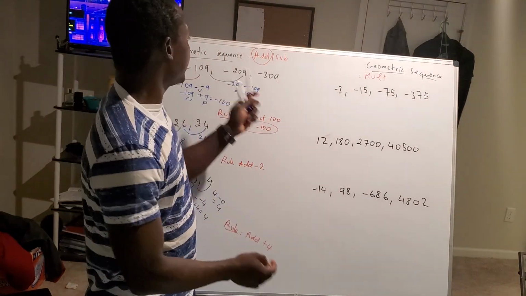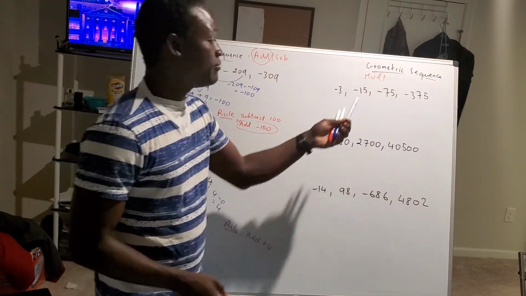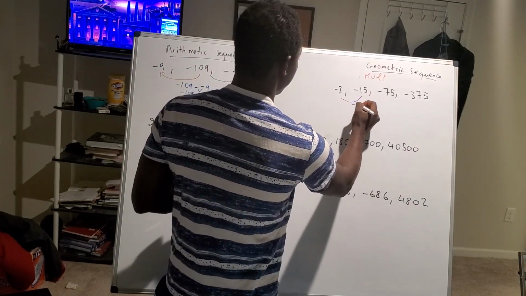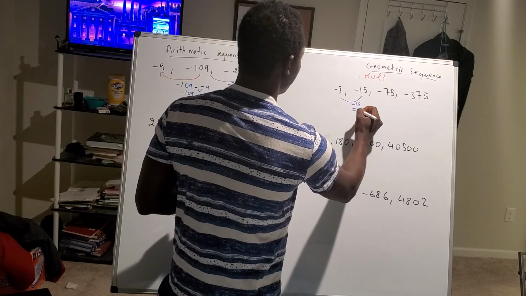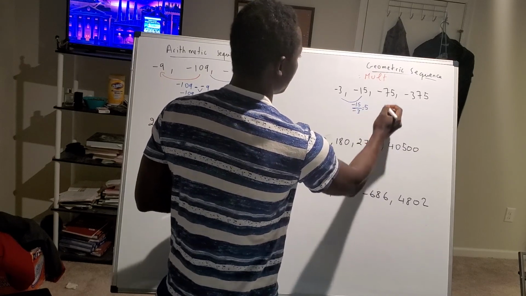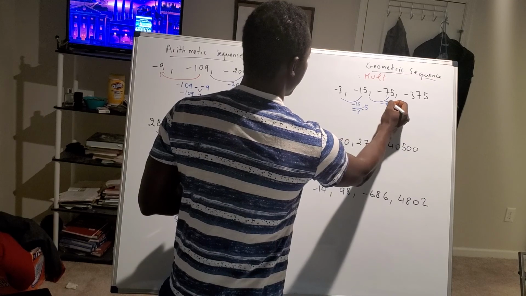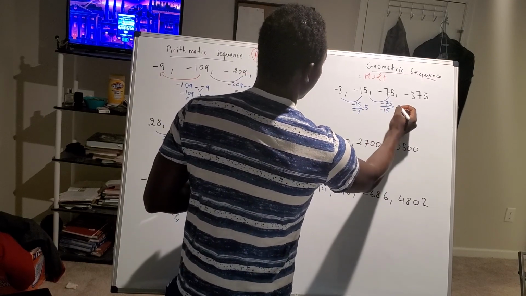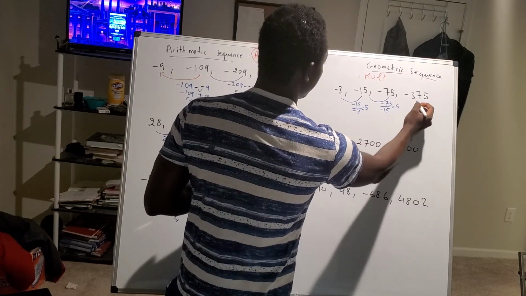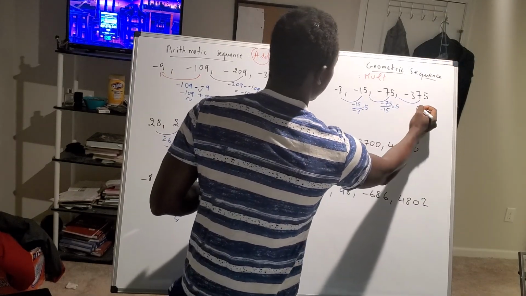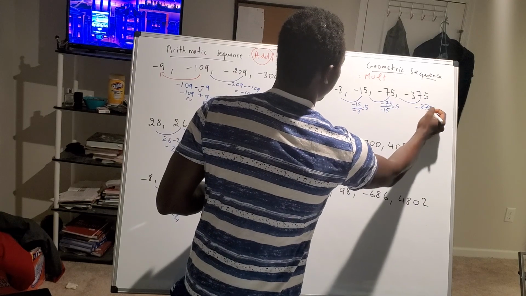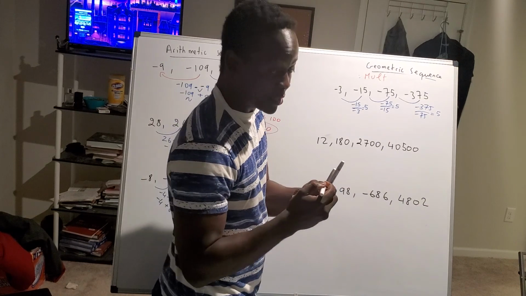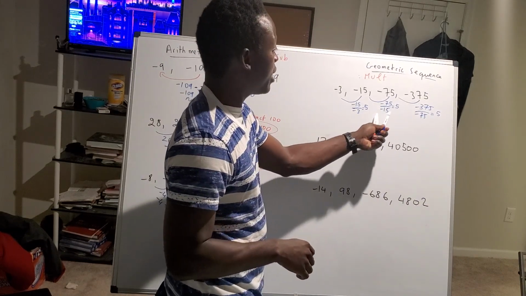Now, instead of subtracting here, like the arithmetic, we're dividing. So let's divide. All right, so I gotta do negative 15 divided by negative 3. So that's gonna give me 5. Negative 75 divided by negative 15, so that's gonna give me 5. So if you have a calculator, it's gonna be 5, right? So we're gonna do it fast. Negative 375 divided by negative 75 is gonna give me 5. Again, if you remember your signs, negative, negative is positive, so it's positive 5.